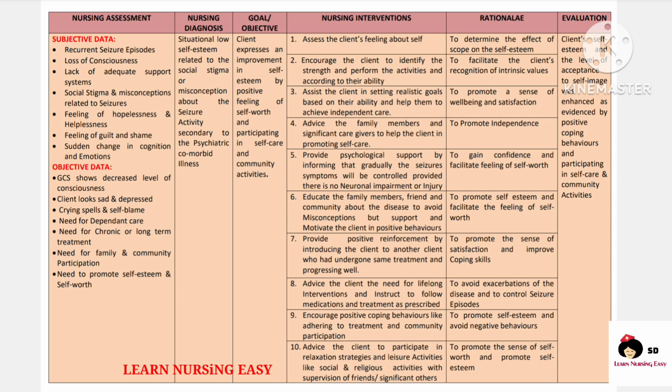And advise the family members to help the client in promoting self-care. So this will promote independence. Psychological support should be provided in order to gain confidence and facilitate the feeling of self-worth. Family members, friends and community should be educated about the misconception related to the disease and promote positive behaviors. Positive reinforcement is given. This will promote the sense of satisfaction and improve the coping skills. And advise the client the need for lifelong intervention and instruct the client to follow the medications as prescribed. So this will avoid exacerbations of the disease.